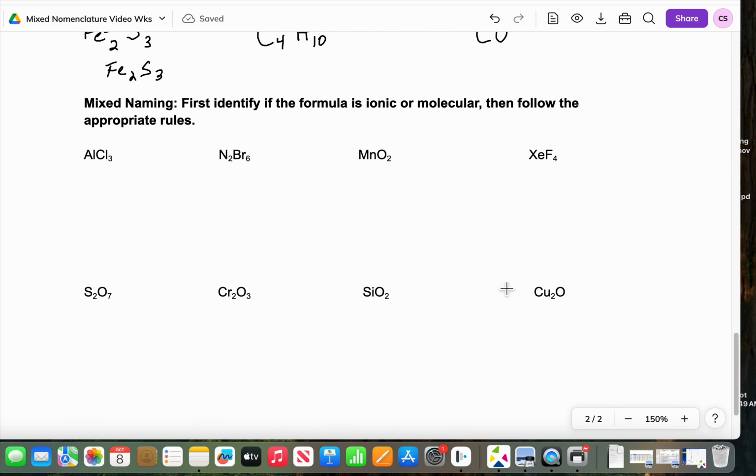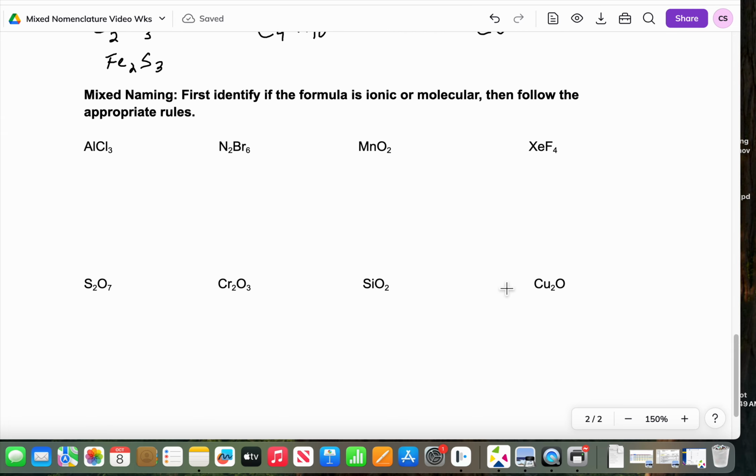Okay, mixed naming. First you're going to identify if it's ionic or molecular, then follow the rules. AlCl3, that's ionic. That means you're going to follow the ionic rules, which is the name of the cation, which is aluminum. And aluminum doesn't need a Roman numeral, so you don't have to worry about that. Chloride is the name of the negative ion. No prefixes.